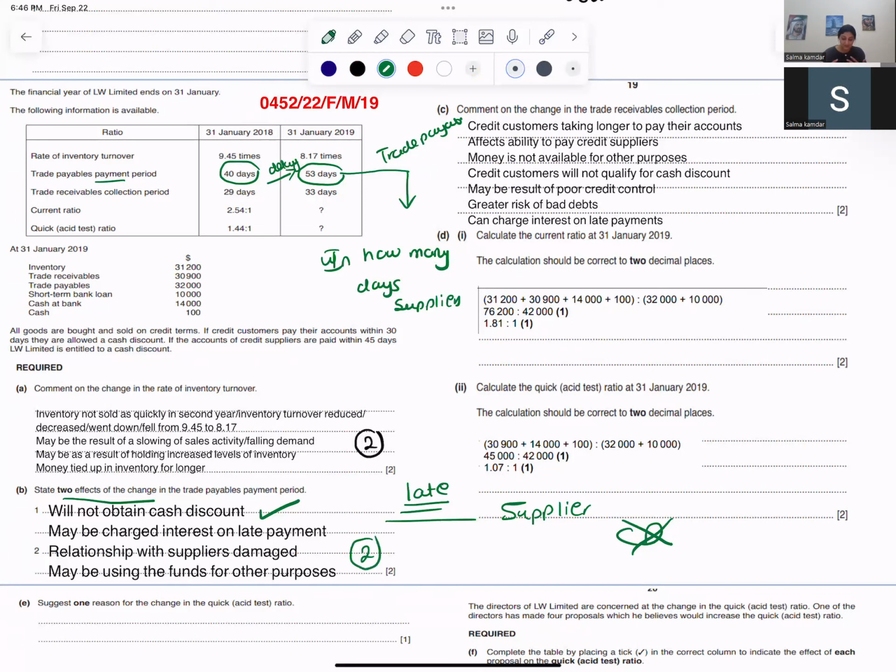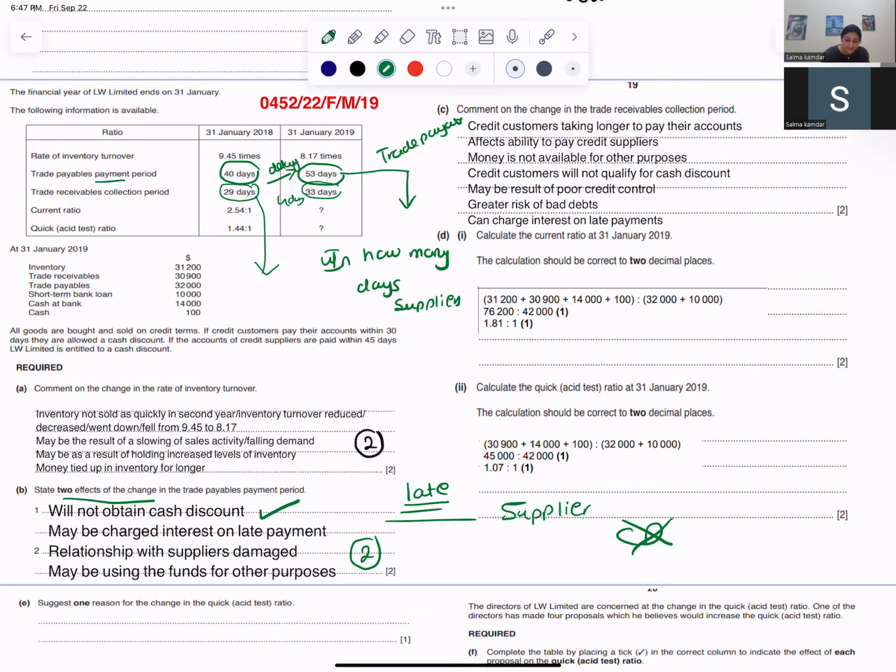Okay, the changes. How we can comment on the changes in our ratios depends upon our knowledge. We should know what each ratio means. Now the next question is, I need to comment on the change in trade receivable collection period. I used to collect from my trade receivables in 29 days after sales. Now I collect later. That means I am collecting 4 days later than before.